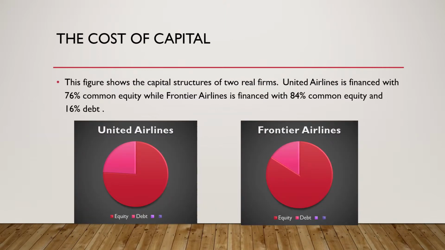The cost of capital also, in this figure, shows the capital structures of two real firms. Let's look at United Airlines, which is financed with about 76% common equity and 24% debt, while Frontier Airlines is financed with 84% common equity and about 16% debt. I've used a pie ratio to give you an example of the debt versus equity ratio so that you could see the amount of equity versus the debt.